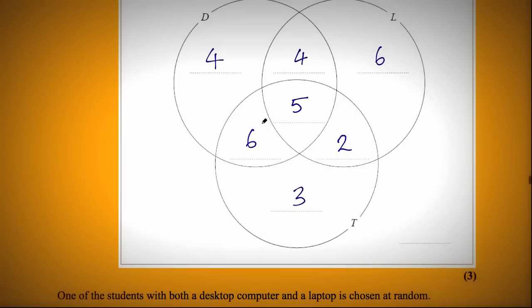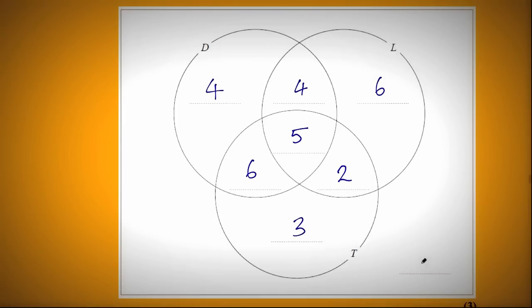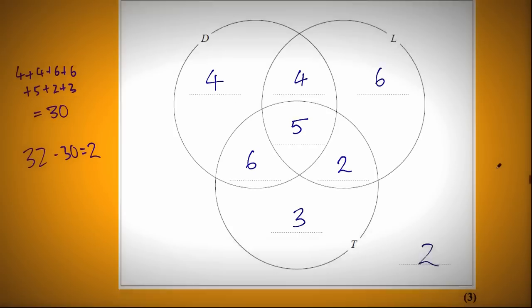So in order to work out how many are left outside, I've got 32, well let's add all of these together: 4 plus 4 plus 6 plus 6 is 20, plus 5 plus 2 plus 3 equals 25, 6, 7 equals 30. 32 minus 30 is 2, so the remaining people here are 2. So all sections are filled in there for 3 marks.